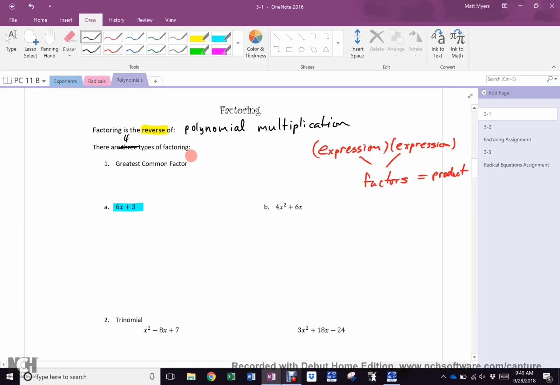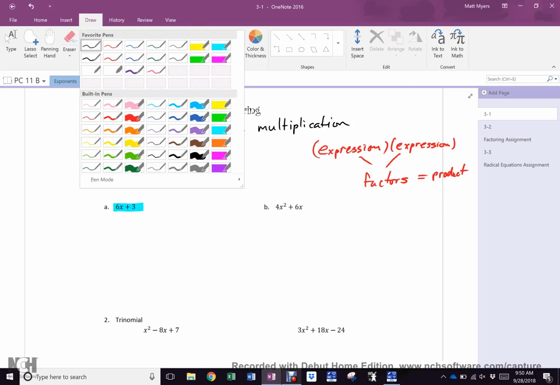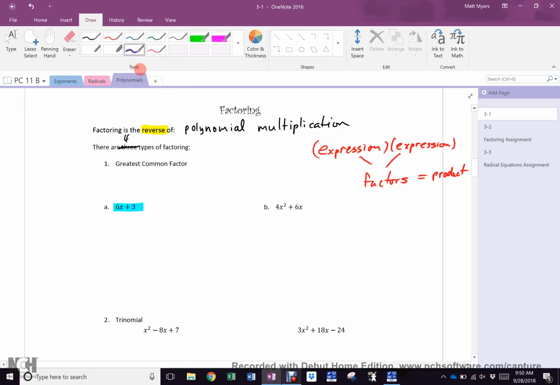Greatest common factor is the first one and the easy one. Now, I'm going to write something here that if you have been in my class before, you have heard me say. And I'm going to choose a fun color to make sure it sticks in your brain. Greatest common factor. Always do this if possible.